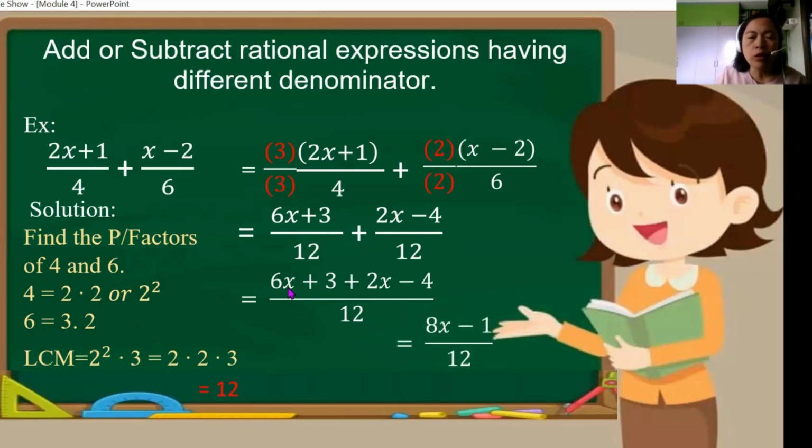Simplify natin, we combine like terms. Meron tayong like terms, 6x and 2x. So, 6x plus 2x is 6 plus 2 is 8. And then we affix the x. I-multiply na lang natin yung x na variable. Yung constant naman ngayon, 3 minus 4 is negative 1 over 12.